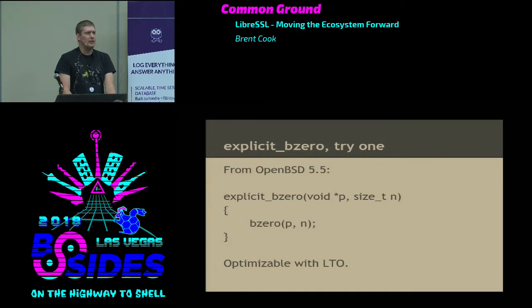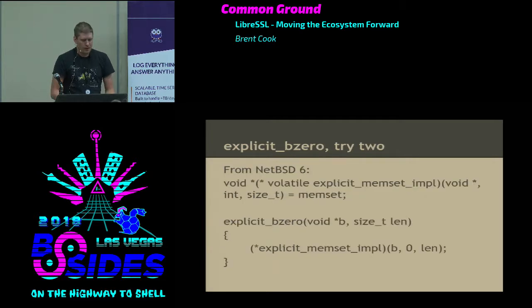However, it turns out this is easily defeatable by something called link time optimization, where after you compile the code, when you glue it all together with the linker, it can go, oh, well, then no one really did ever read this memory, so it optimizes out your memset, or explicit_bzero. So how do you fix that? Well, NetBSD tried to fix it by adding a bunch of void star pointers and making the memset function itself something that could be replaced.